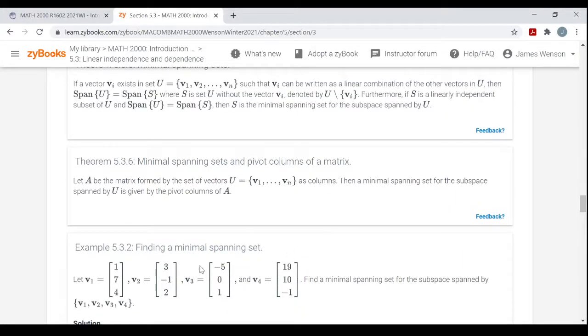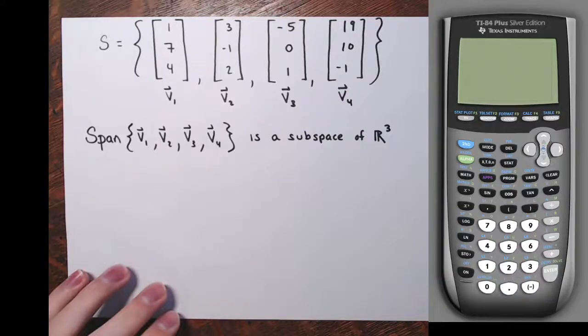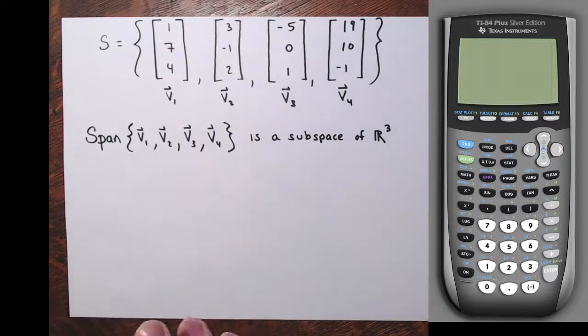All right. So I'll write this out. We have vector v1 is 1, 7, 4, v2 is 3, negative 1, 2, v3 is negative 5, 0, 1, and v4 is 19, 10, negative 1. They're asking us to find a minimal spanning set for the subspace spanned by this set of vectors. Alright, so I'm going to go to a piece of paper and do this. So here I am, there's that set of 4 vectors from R3.